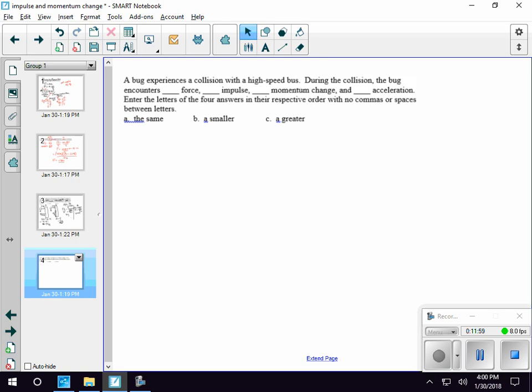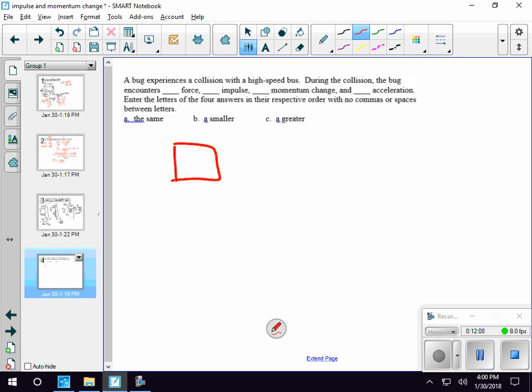A bug encounters a collision with a high-speed bus. So these are two objects crashing into each other. It is a single collision. So, my bus looks like a truck, right? And here's the bug, and it hits the truck, and the truck hits it back, right? And we want to know what the heck is going on. We want to know about force, impulse, momentum change, and acceleration. Okay, they are hitting each other.